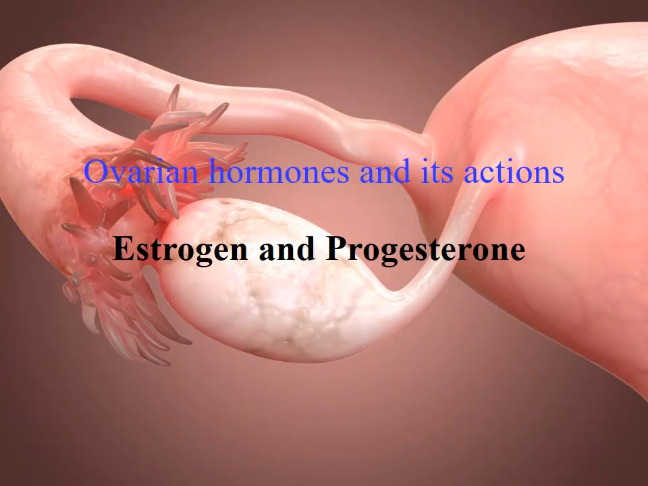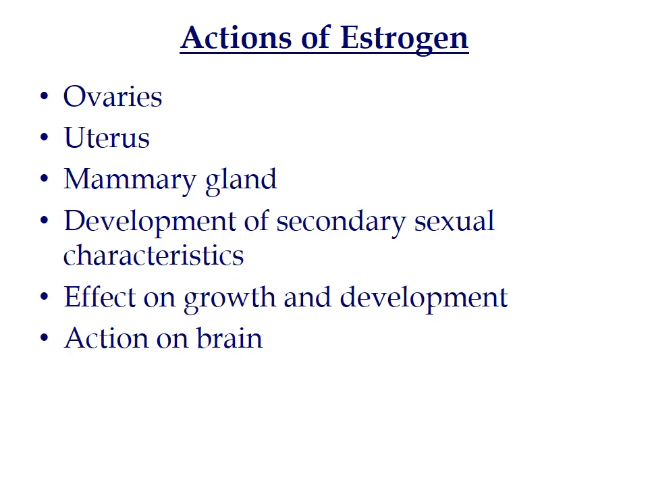Now let us see the ovarian hormones and their actions. Let us look at the functions of estrogen and progesterone. Actions of estrogen: estrogen will have actions on the ovaries, uterus, mammary gland, development of secondary sexual characteristics, effect on growth and development, and action on the brain.